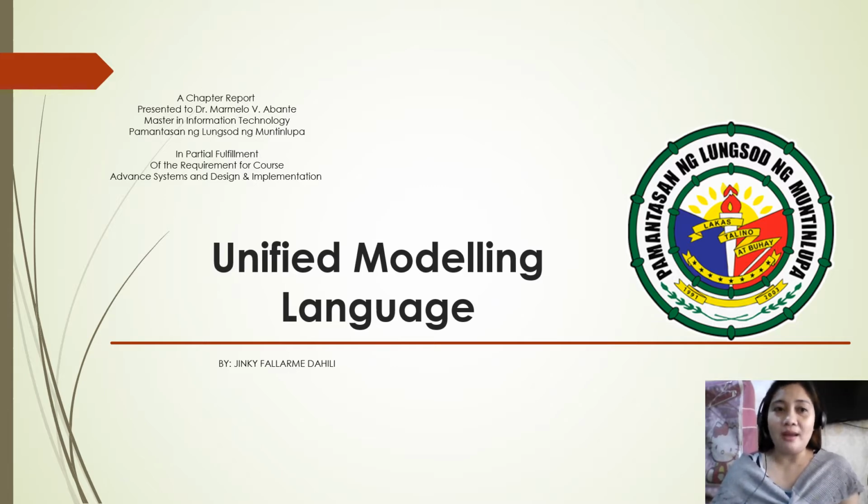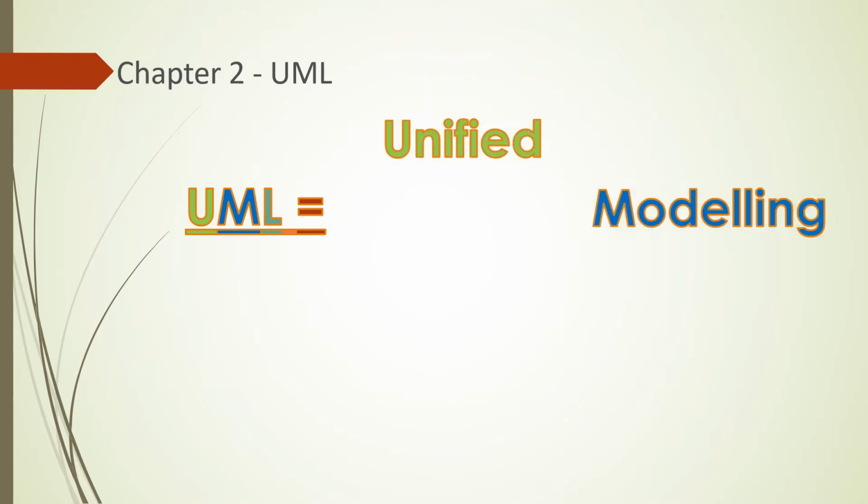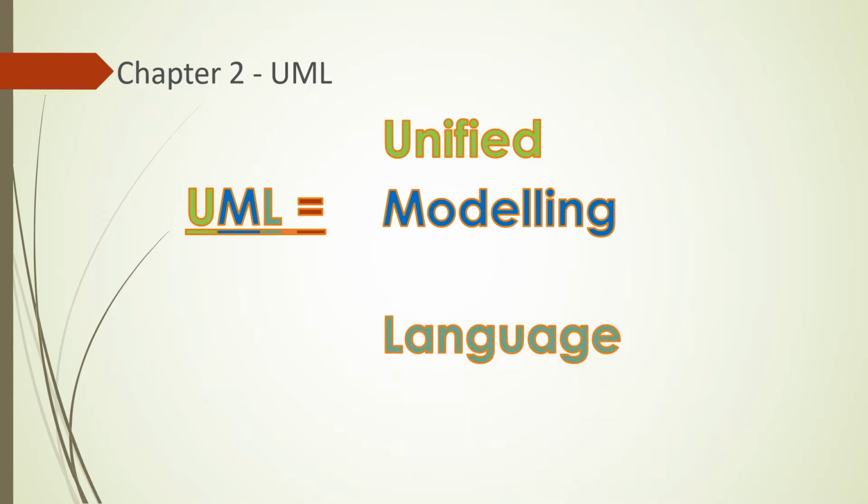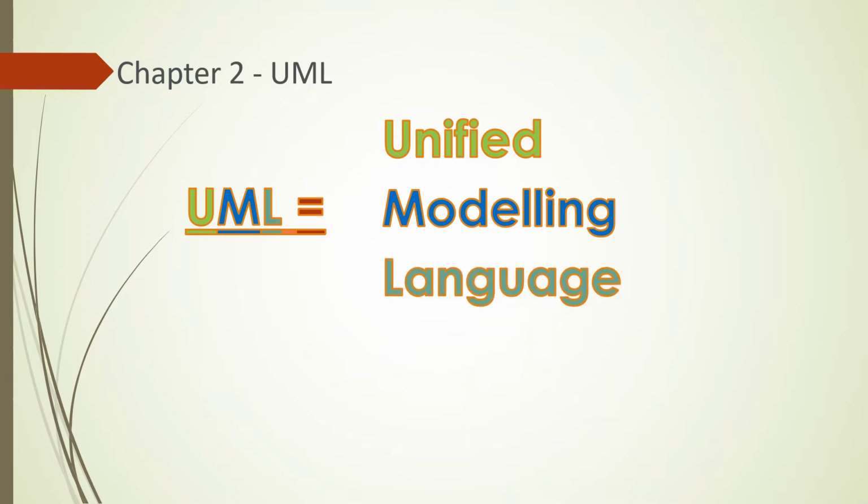UML and MDA. Now, what is Chapter 2 all about? Today, we are going to talk about UML. What is UML? U stands for Unified, M for Modeling, L for Language.